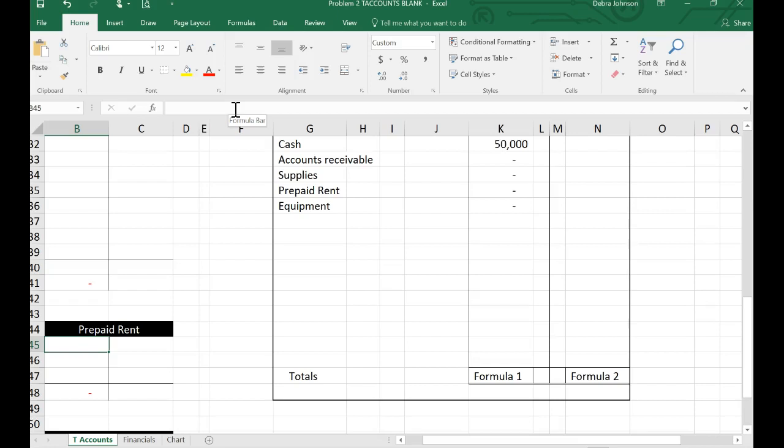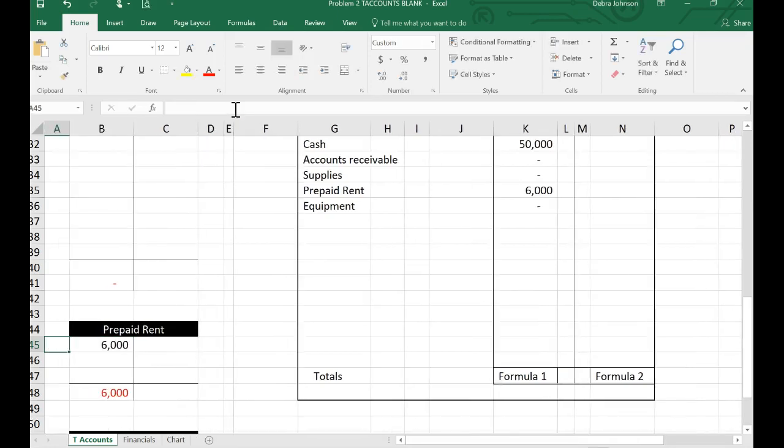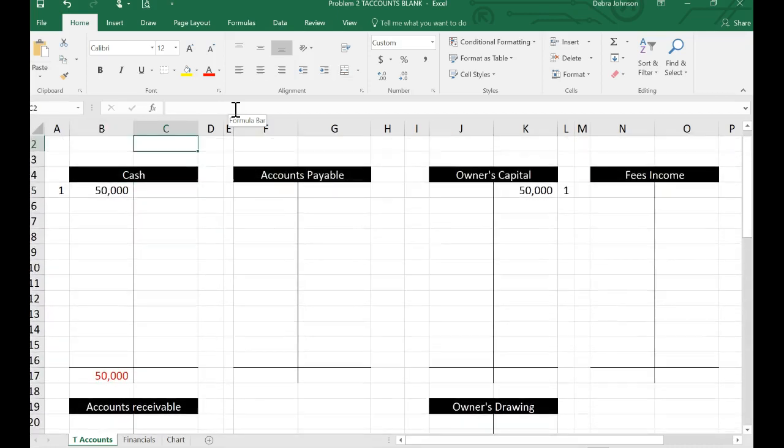Okay, so we want to debit the prepaid rent for $6,000. And we want to put the number 2 in the smaller column. And what would the credit go to? Well, if we prepaid the rent for the next 3 months, the credit would be to cash. So I'm going to go up to the cash account and put that credit in there of $6,000, and I will put the number 2 to record the transaction.